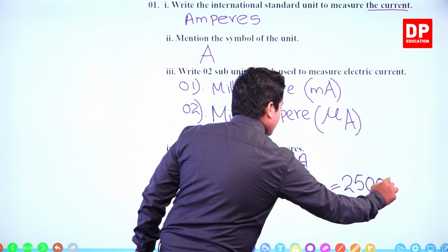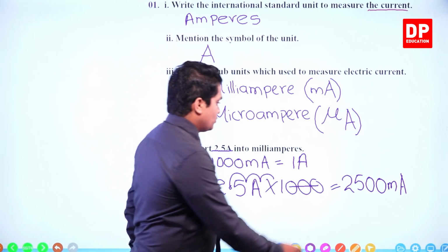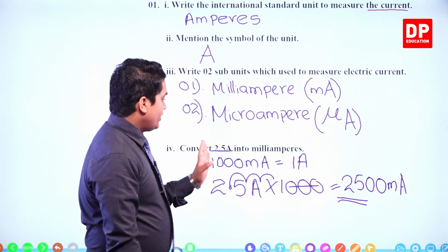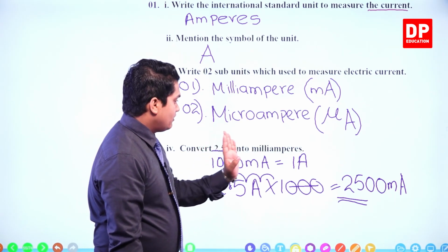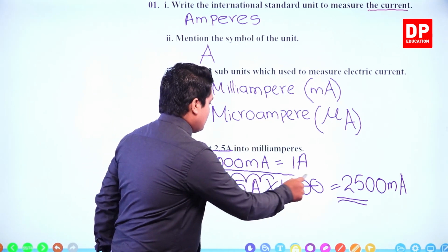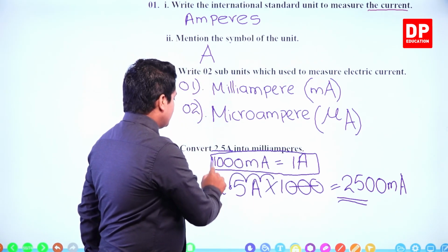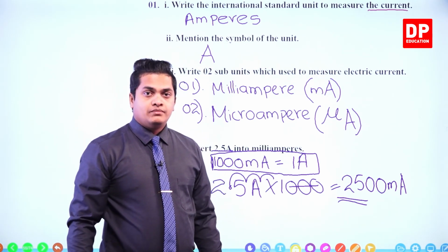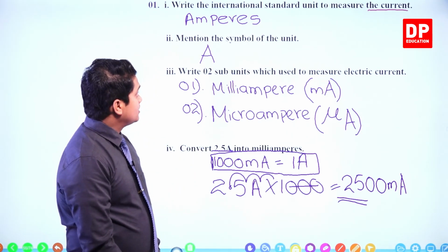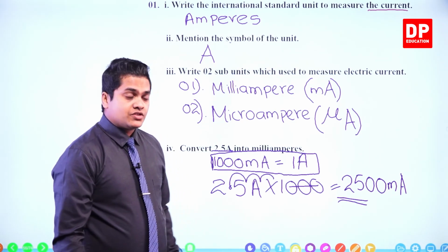So our answer would be 2500 milliamperes. This is the answer. 2.5 amperes is equal to 2500 milliamperes because 1 ampere is equal to 1000 milliamperes, right? So these are the answers for the first 4 questions. We'll move on with the next one.